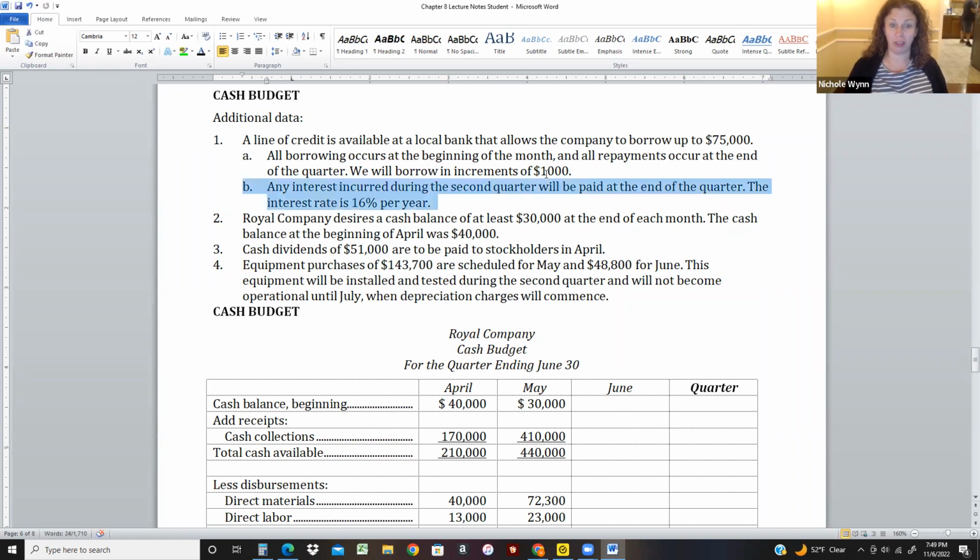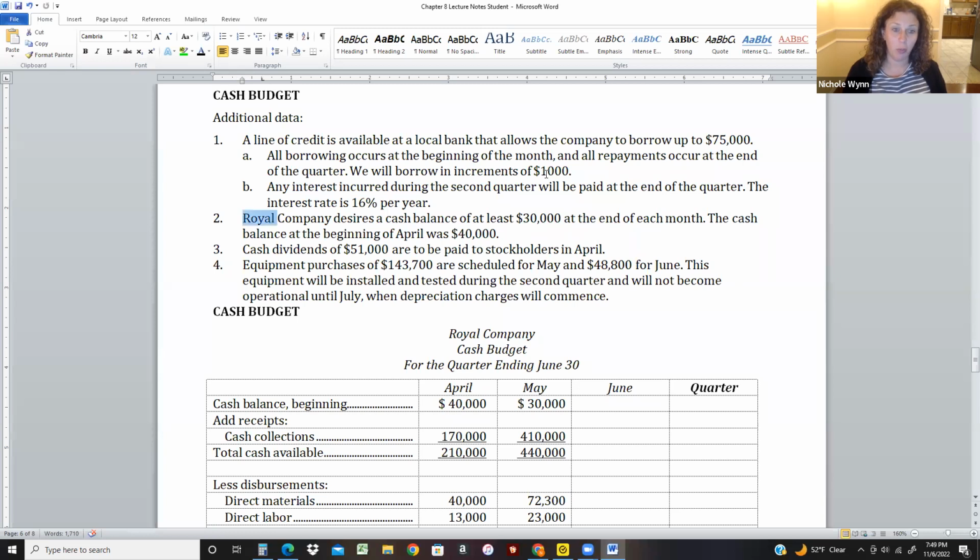All interest is going to be paid at the end of the quarter, and the interest rate is 16% a year. Now that's the APR. I always give you rates in the annual rate. So 16% is terrible. We can basically get that on a credit card, but who knows? So this is our line of credit at the bank. We can just basically cash into it anytime we need it.